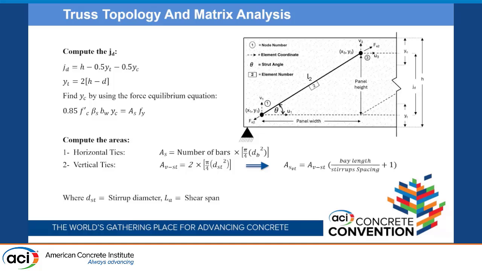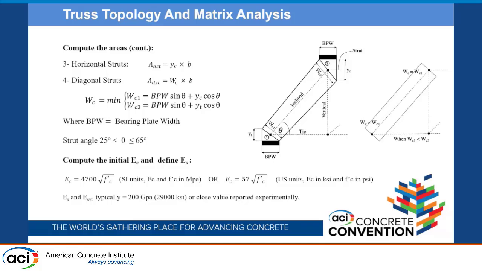Horizontal ties can be found as the area of the bars, and vertical ties can be found as the areas of the stirrups, but because we used 2 bays for the deep beam, because of the low A/H ratio, we had to lump some stirrups together, using tributary area to form the vertical tie. This slide shows ACI 318 method of calculating the size of the members, basically the horizontal strut and the diagonal strut.